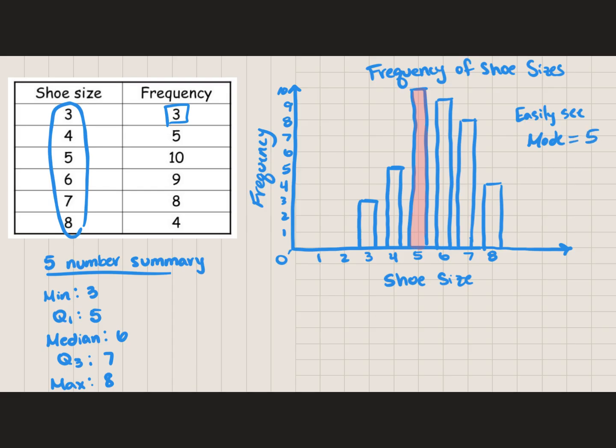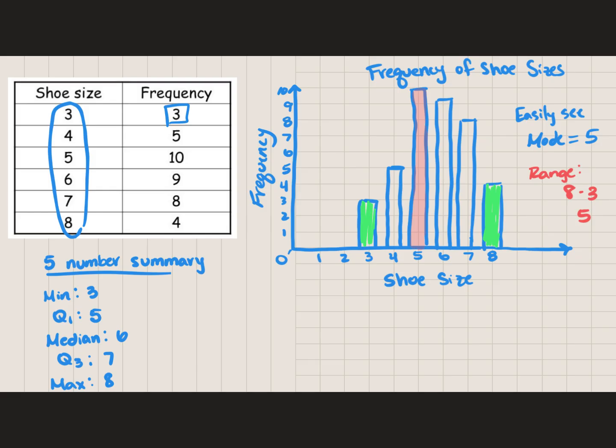Okay, we can also see the range. We're just going to take the furthest left and the furthest right. There's 3. So for my range, I can see my range here must be 5, because I have 8 as my max, 3 as my minimum value.